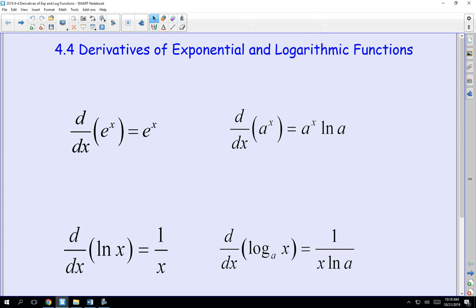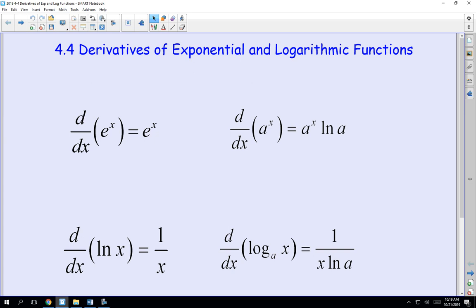This is for 4.2, derivatives of exponential and logarithmic functions. The derivative, this is a favorite derivative here, d/dx of e to the x is itself, e to the x. Of course, you've got to use the chain rule if the power is anything besides just x. So if you have a composition of functions there, you've got to remember to use the chain rule. You'd have to multiply by the derivative of whatever the power is.